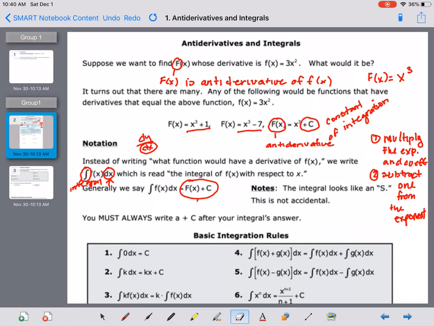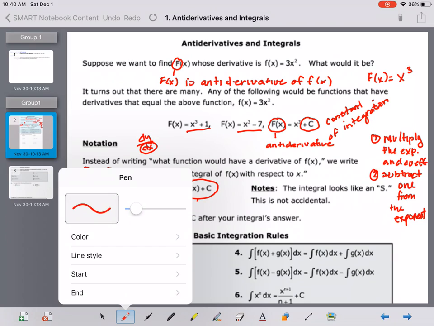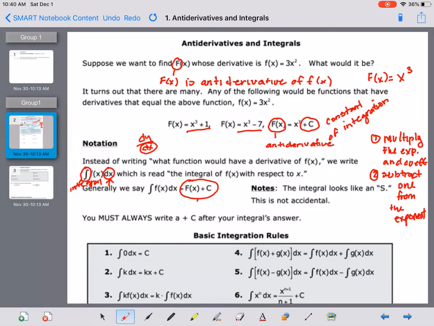Erase that really quickly. Get a thinner pen. That might be better. Okay, so we call that the general solution. And every general solution has this idea of a plus c.